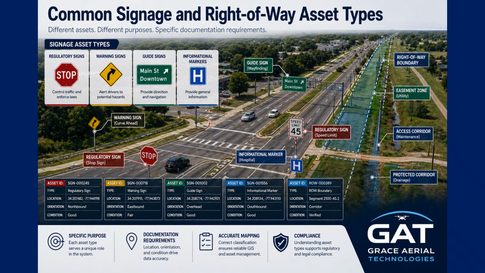Now, there are some common signage and right-of-way asset types. Signage assets may include regulatory signs, warning signs, guide signs, and informational markers. Right-of-way assets include boundaries, easements, access zones, and protected corridors. Each asset type has specific documentation requirements related to location, orientation, and condition. So understanding these distinctions is essential for accurate mapping and compliance.